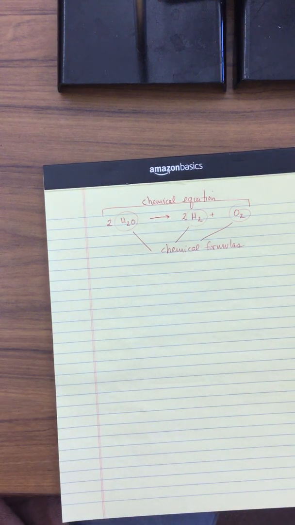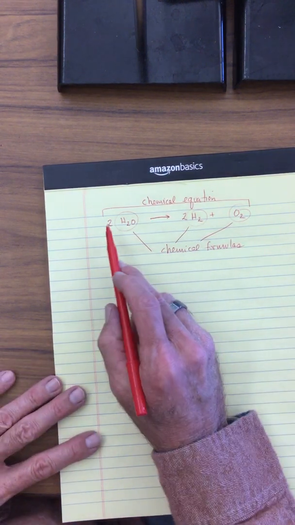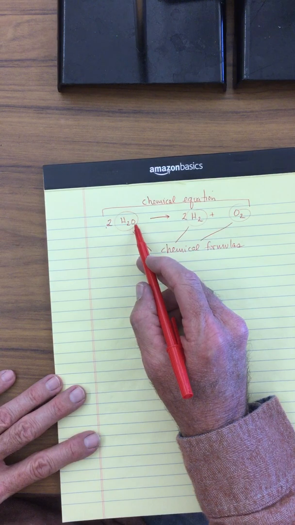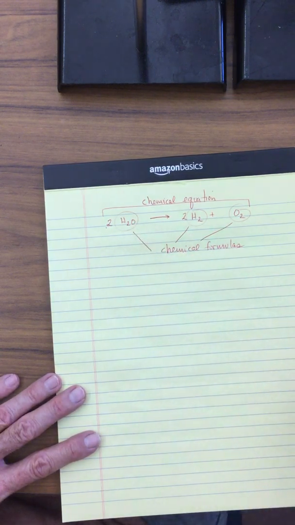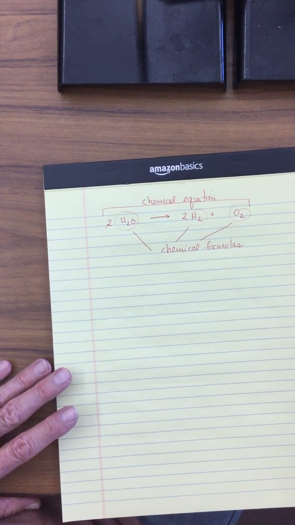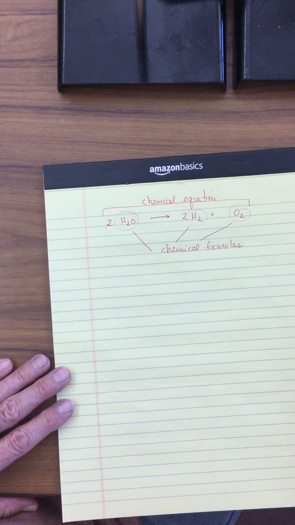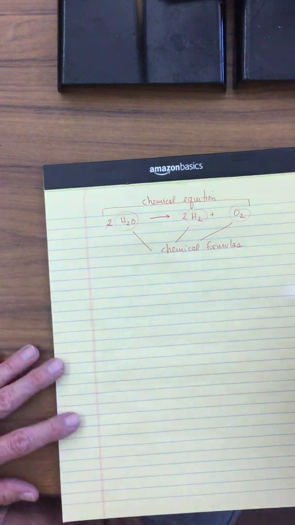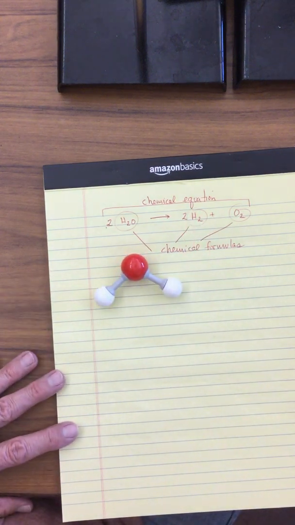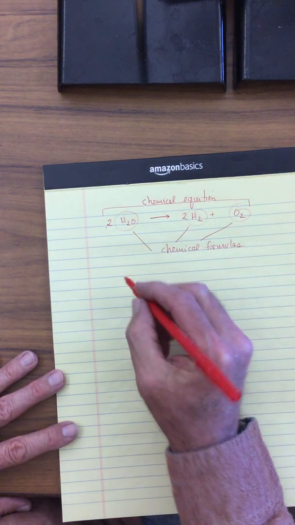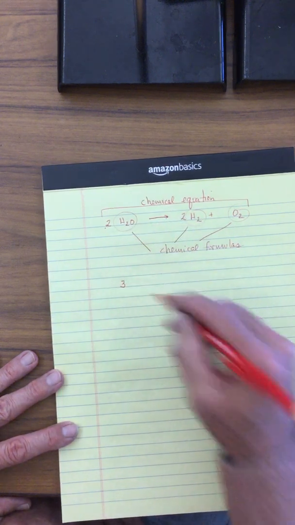So again, we can't change the chemical formulas in order to balance. We have to balance by changing our coefficients. Because if we changed by adding a 2 here, we would no longer have water. We would have H2O2. It's a different chemical formula, and it would mean it's a different molecule. So we can't change those. What we're going to do is count the number of atoms in each molecule. Let's look at the water, H2O. Here's my O, here's my 2 H's. I have 1, 2, 3. I have 3 atoms coming from my H2O.